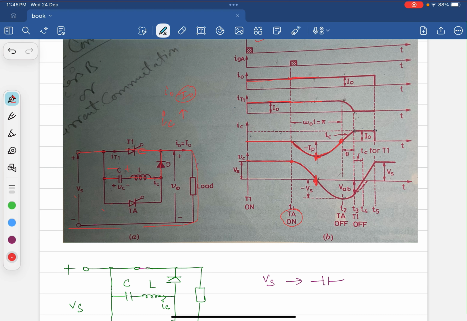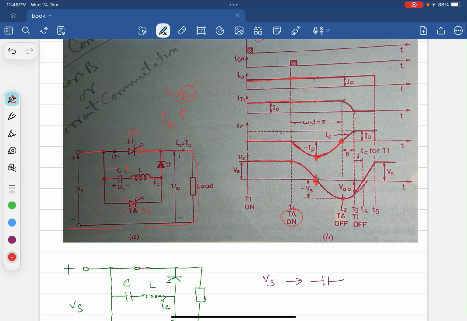It was previously 0 and it rises in the negative direction because polarity changes, and it reaches a value of this VAB at instant T2, where the auxiliary thyristor is turned off. Why? The negative polarity here and positive here. After the instant T2 to T3, what happened? The charging current makes this thyristor T1 turn off.